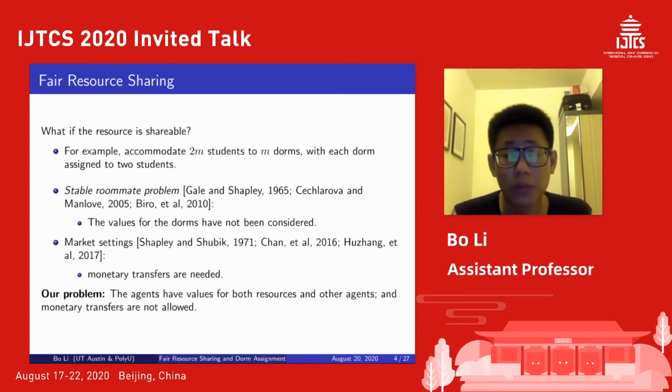So our problem is clear now. We want to study the setting where the agents have values for both resources and the other agents with whom they share the resource. And moreover, monetary transfers are not allowed. How can we guarantee fairness? Or to what extent could fairness be guaranteed?